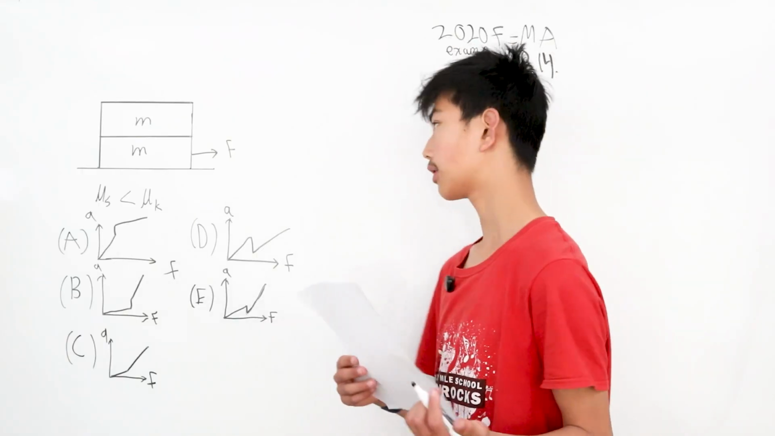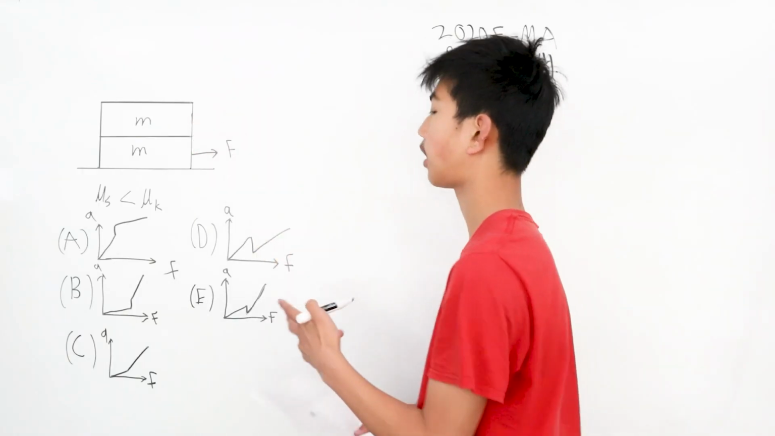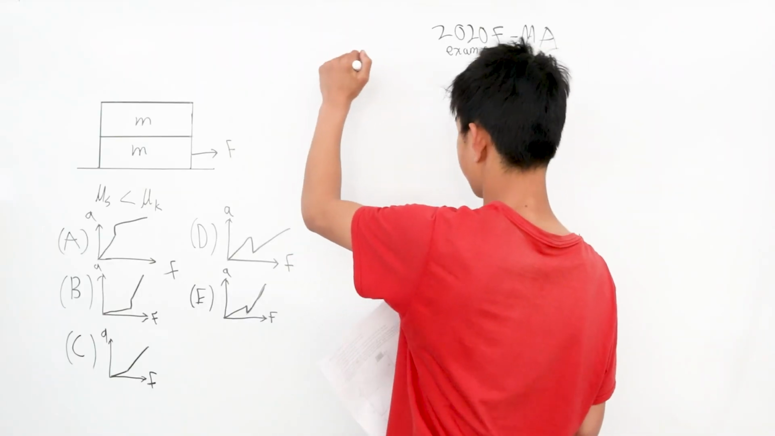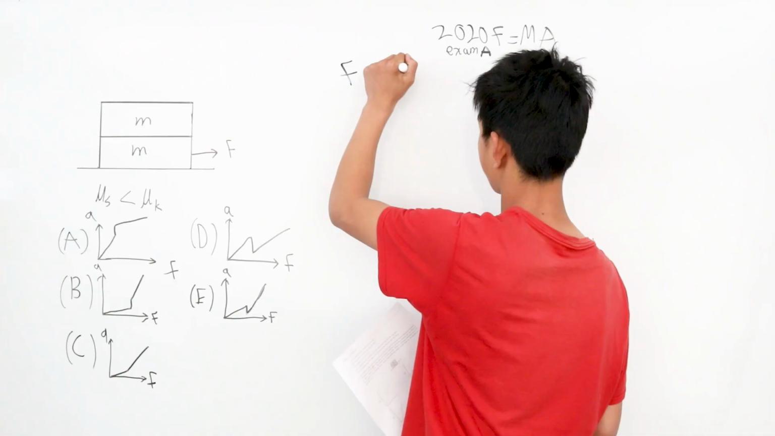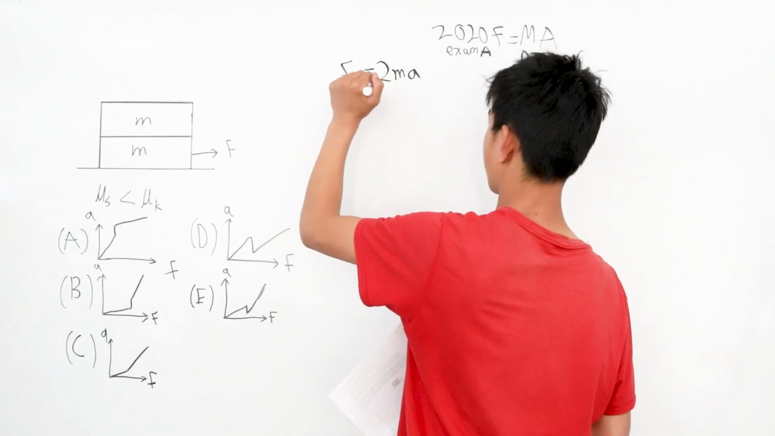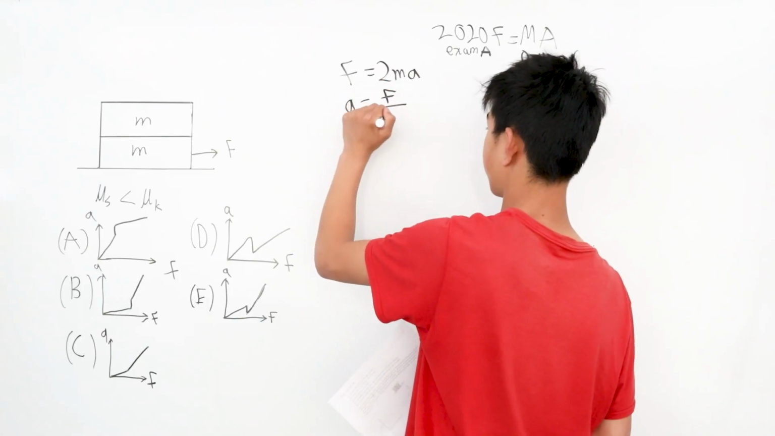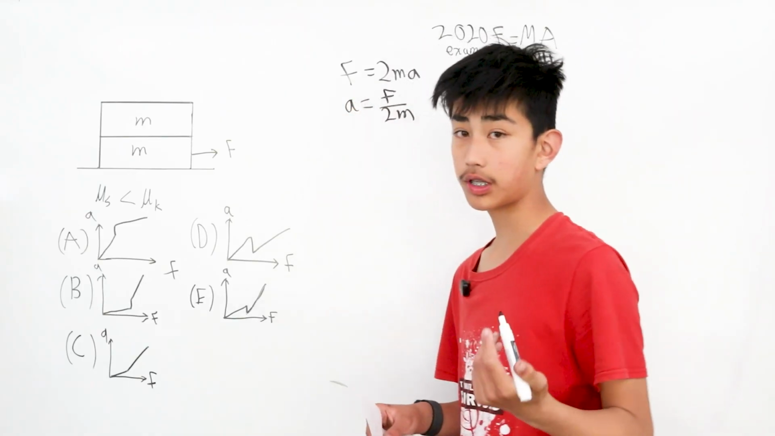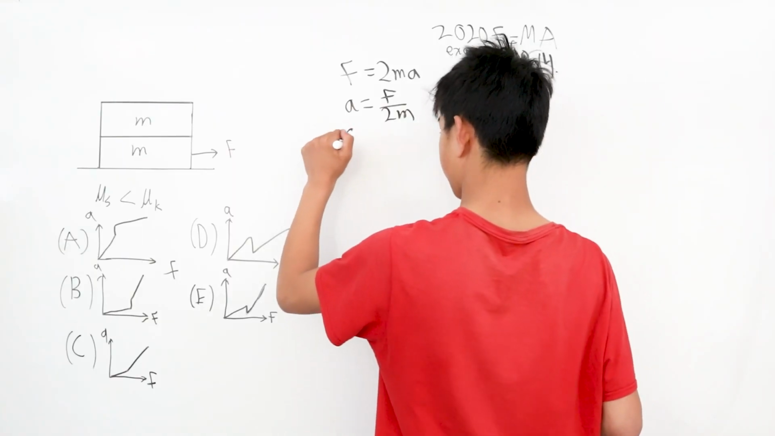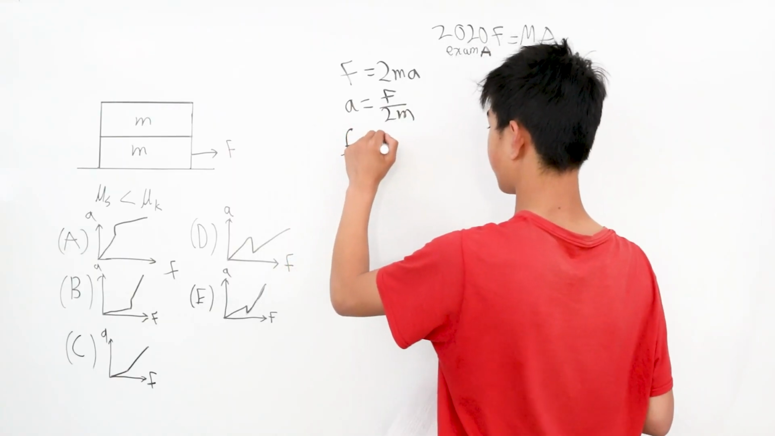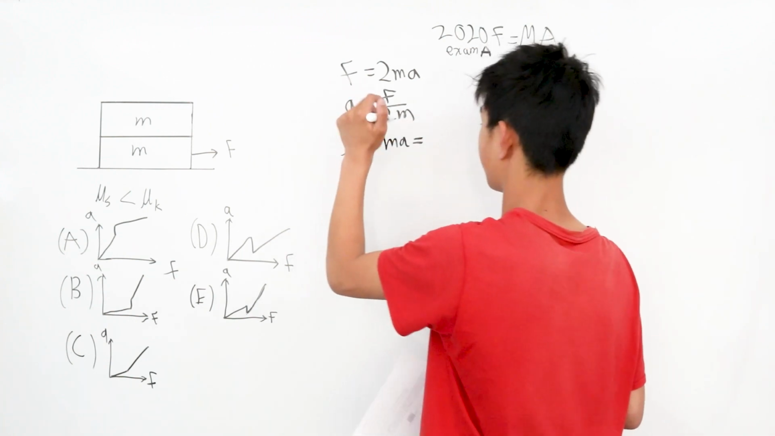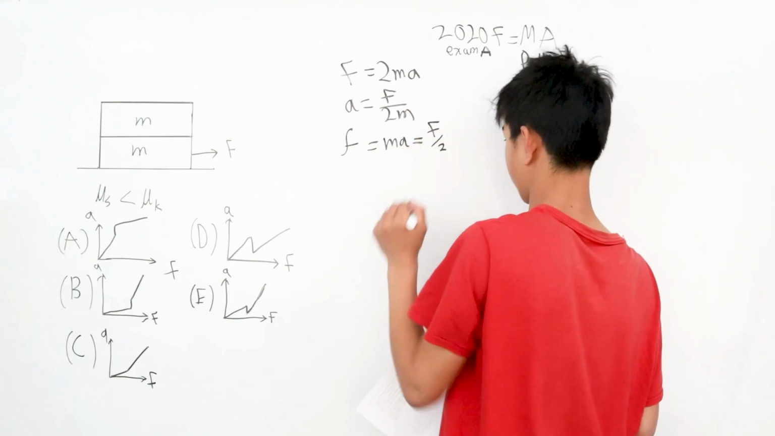The first thing to note is that since there are two blocks, if they don't slip, then the force due to Newton's second law is 2ma. Therefore, we can solve for acceleration to get that a is F over 2m. In this case, we also have to consider friction. Friction is simply ma, or half of force F, so this is F over 2.